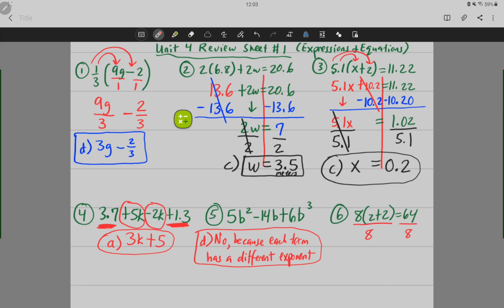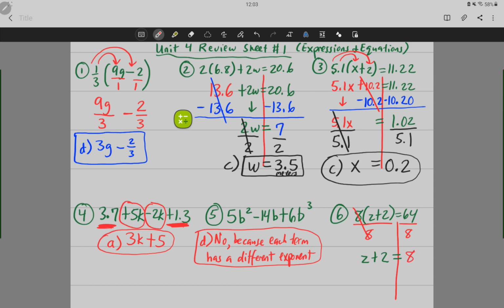8 divided by itself is 1. We can just cancel that. Remember, equal sign, draw a line. So by doing this, I'm just going to bring down what I haven't used yet. Z plus 2 equals, and 64 divided by 8 is 8.